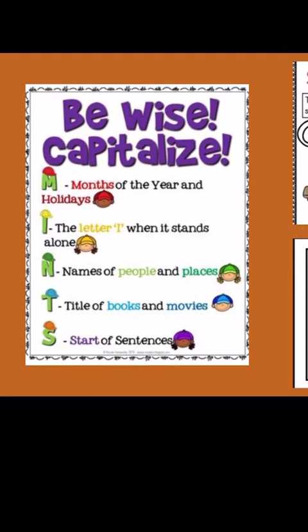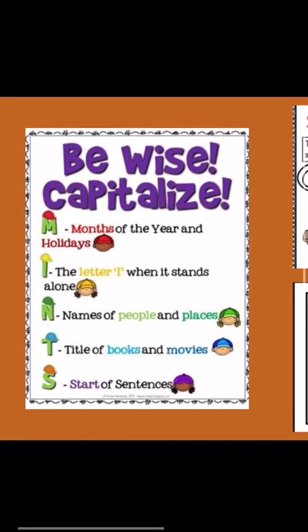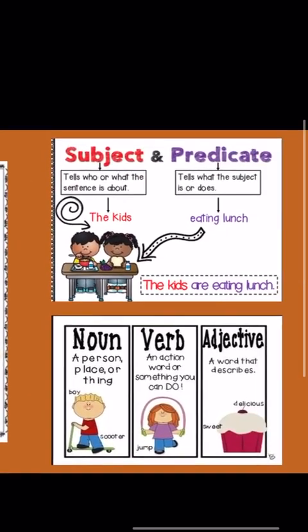Okay, titles of books and movies, those are capitalized too. I bet your favorite movie is capitalized. The start of a sentence, always, always, always capitalized. Okay? Another thing that's capitalized, countries, states. Okay, the United States, capitalized. New York, capitalized. Okay, let's move on.